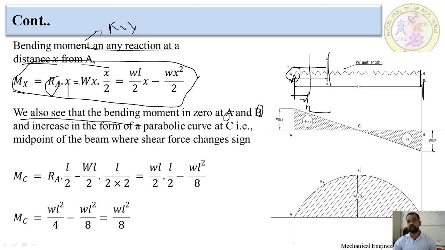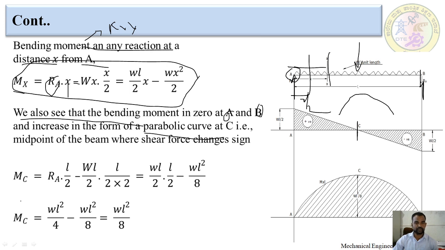And it increases in the form of a parabolic curve to C. This is the C point, because I am taking the center part. Why are we taking this C point? Because the sign changes from negative to positive. For that reason I am taking this part as the C point. In bending moment calculation, whenever there is a UDL, you should draw the bending moment as a parabolic curve. For that reason they say it increases in the form of a parabolic curve to C. That is the midpoint of the beam where the shear force changes sign. I already told you that whenever the sign changes from positive to negative or negative to positive, we take this as the midpoint of the beam of UDL distance.